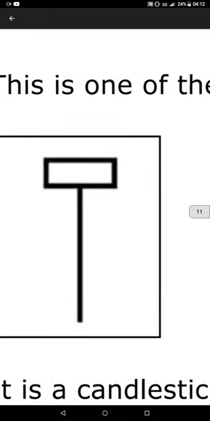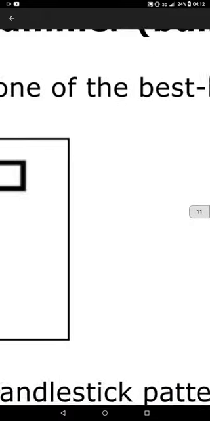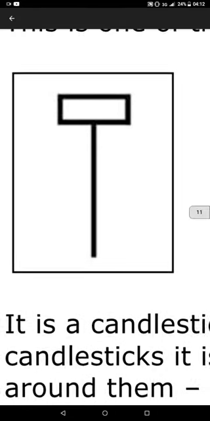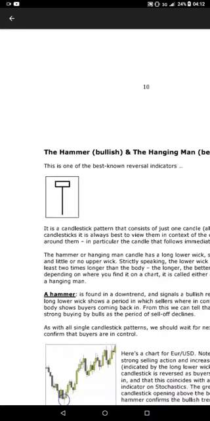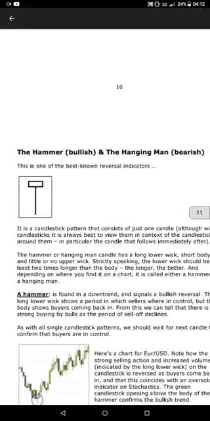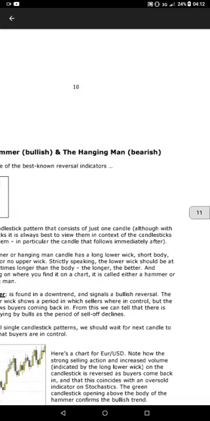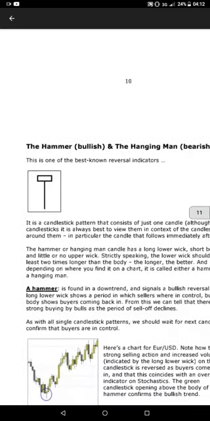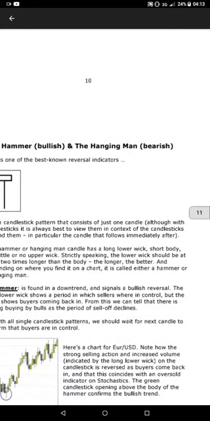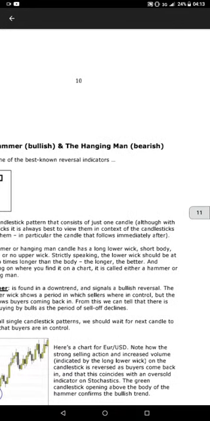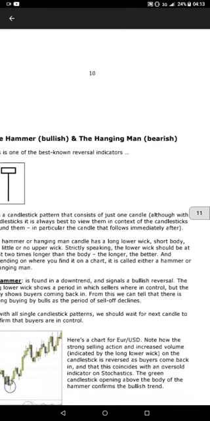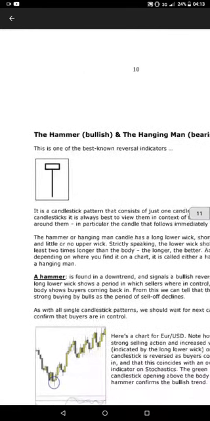As you can see, guys, this is one of the best known reversal indicators. It is a candlestick pattern that consists of just one candle. With candles, it is always best to view them in the context of the candlesticks around them, in particular the candle that follows immediately after.